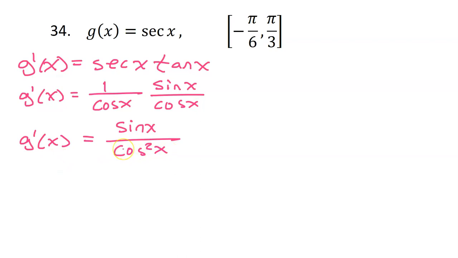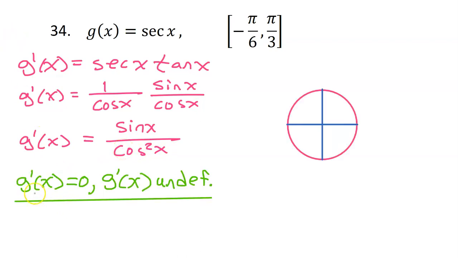Now let's find the critical numbers. Where will g prime equal 0 and where will it be undefined? G prime will equal 0 when the numerator is equal to 0. Sine x will equal 0 here and here because sine is the y value on the unit circle. So in other words, at x equals 0 and pi. So we have two critical numbers so far.